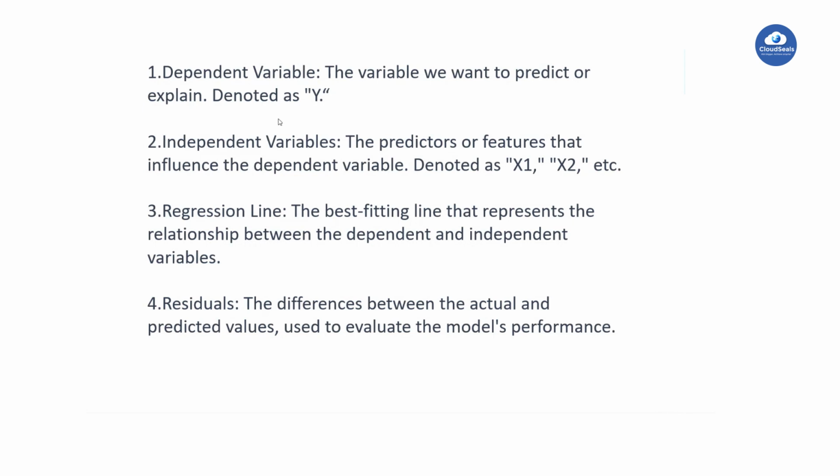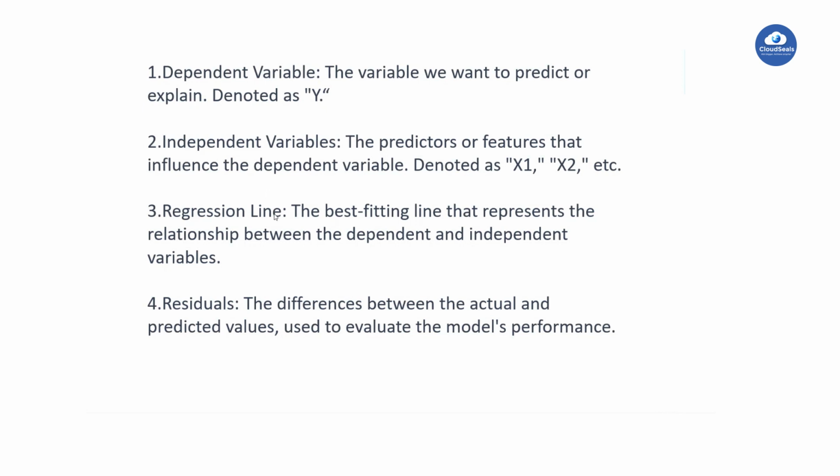Mostly we denote the dependent variable as y, and the independent variables as x1, x2, x3. That means there is only one dependent variable, but you can use any number of independent variables to build a model. These are terms we will use frequently while building the model and explaining the concepts.